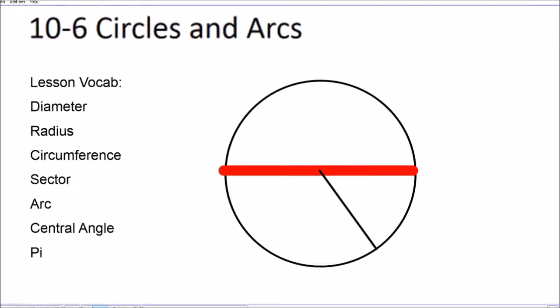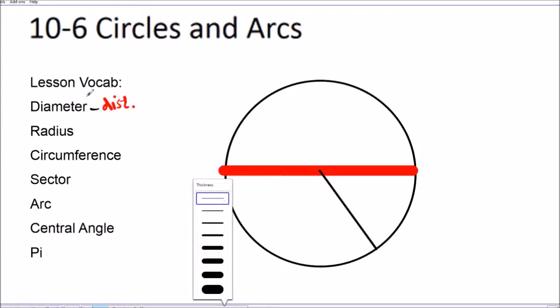Okay, so let's start here. Diameter. What is the diameter? That's this distance all the way across. I think I will do that in red. So distance, need a finer pen. It's the distance across the center of the circle.